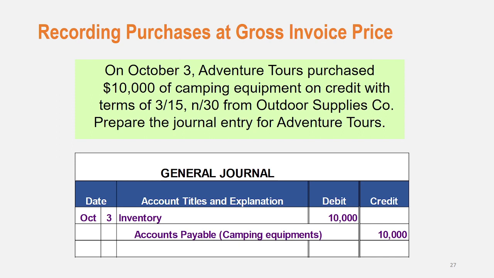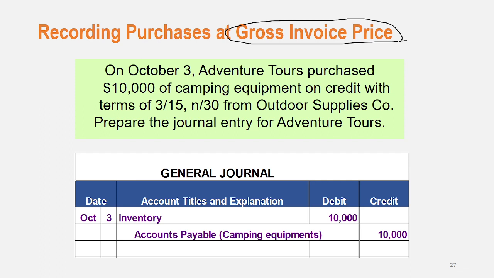So the next method of recording credit terms is the gross invoice method. Now we want to discuss the gross invoice method together. On October 3, again, Adventure Tours purchased $10,000 of camping equipment on credit with terms of 3% within 15 days. Otherwise, the total amount is due in 30 days from Outdoor Supplies Corporation. Prepare the journal entry for Adventure Tours.